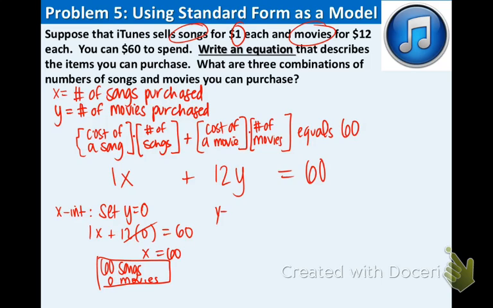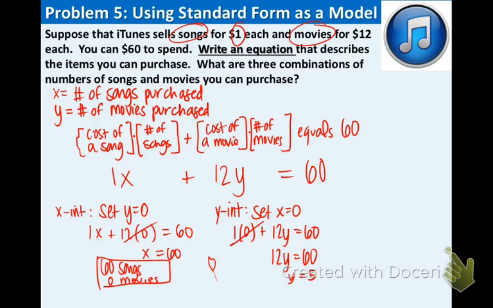Now let's find our y-intercept. So that means we're going to set x equal to 0. And we have 1 times 0 plus 12y equals 60. Cancel this out. 12y equals 60. And divide by 12 and you get y equals 5. So that means if we purchase 0 songs, you can get 5 movies. So we have 2 combinations. We're just missing the last one.